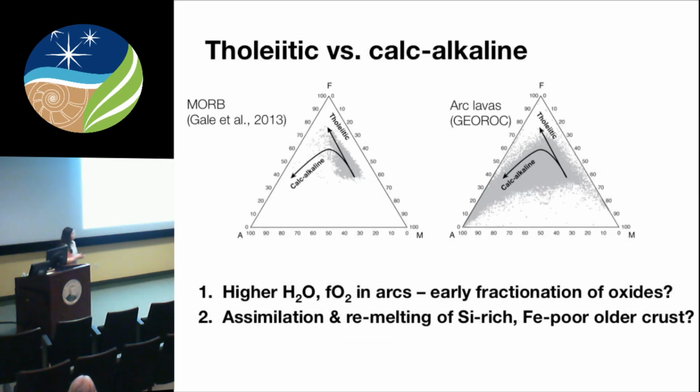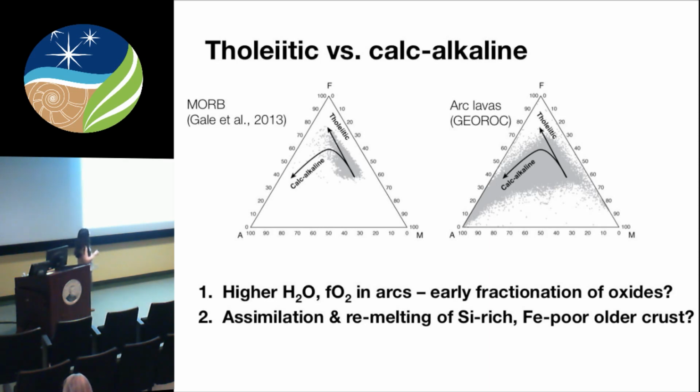And one of the long-standing observations in igneous petrology is that these two types of crust on Earth have really different affinities. So when we look at the MORBs, the mid-ocean ridge basalts, this is from a recent compilation of MORB averages, we can see that on a diagram of AFM, A being alkalis, F being total iron, and M being magnesium, we can see that MORBs evolve along a trend where they become iron enriched. This is called the tholeiitic trend.